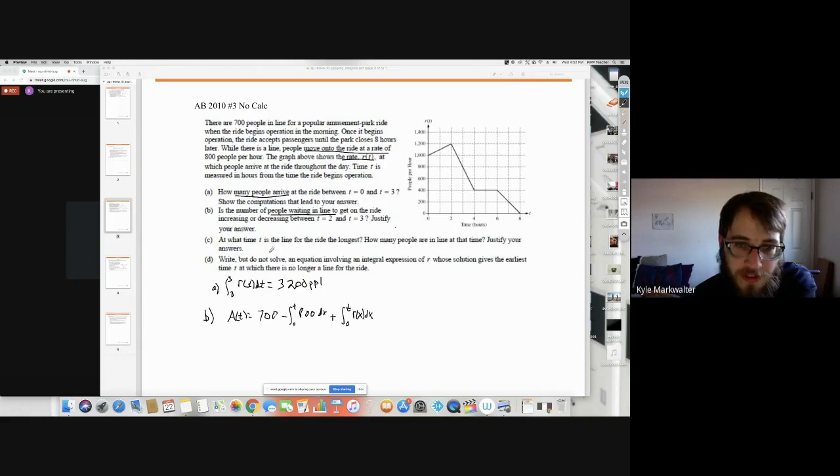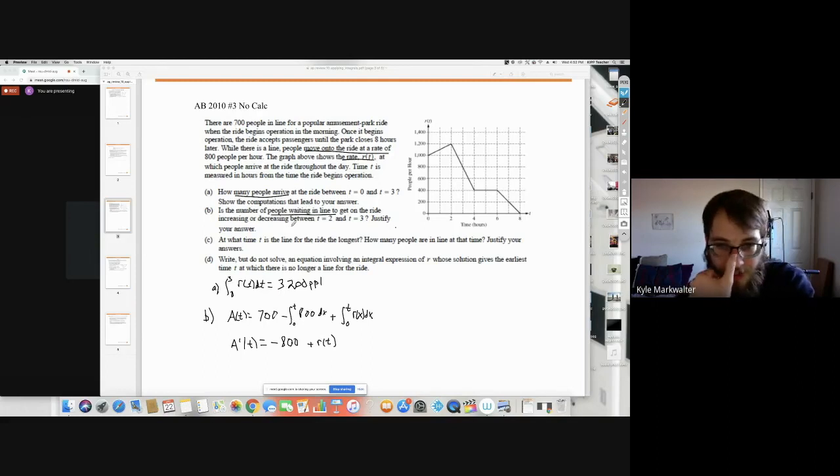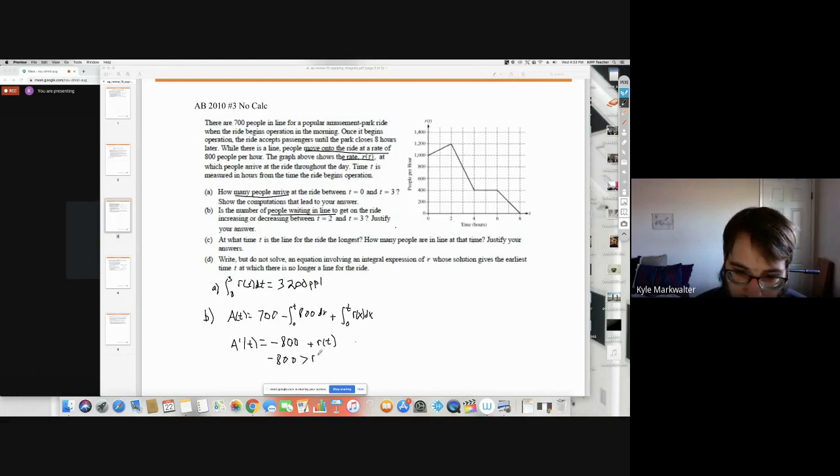So we can take the derivative of this. This equation measures the people waiting in line. If I want to figure out if this is increasing or decreasing, the derivative will tell me that. The derivative of 700 is 0. The derivative of an integral is just the thing on the inside, negative 800, plus the derivative of an integral will just give us r of t. Really, if I want to determine whether the amount is increasing or decreasing, all I care about is the rate in and the rate out. In other words, I need to figure out which one of these things is bigger. Between 2 and 3, is negative 800 bigger than r of t?